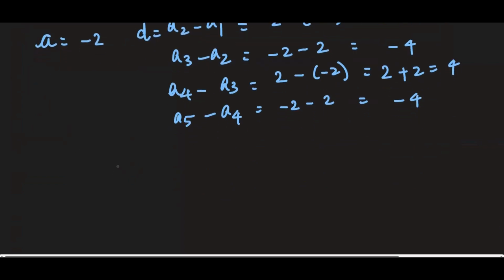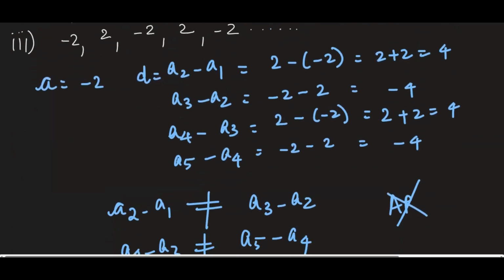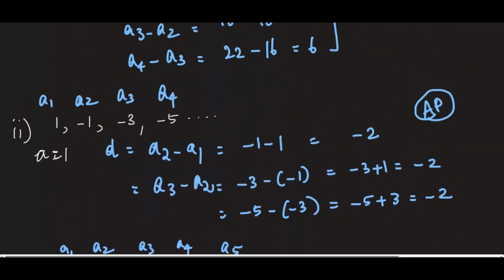So what we have to tell them is, we should say A2 minus A1 is definitely not equal to A3 minus A2. Or you can also write A4 minus A3 is not equal to A5 minus A4. Okay. So which means this will not form an AP. So this does not come under arithmetic progression. Okay, clear?